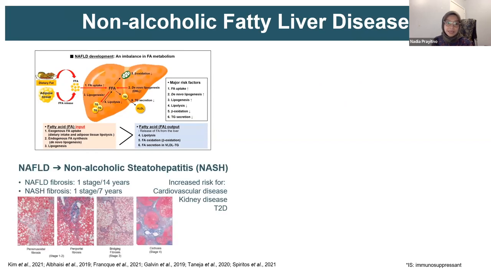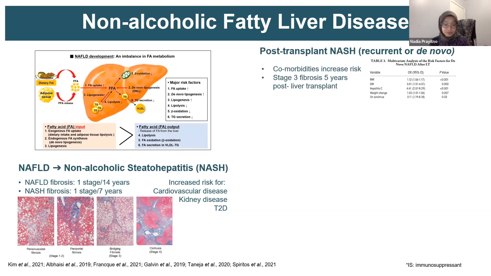So NAFLD itself can progress to NASH, which is non-alcoholic steatohepatitis, and this is the inflammatory form of the disease. Both NAFLD and NASH can present fibrosis, and they do so at different rates. NAFLD fibrosis progresses at one stage every 14 years, whereas NASH fibrosis progresses at one stage every 7 years. These are rather silent diseases, and patients who come to the clinic are usually presenting the later stages of the disease, whereby fibrosis has already progressed pretty late. And the risks for the development of NAFLD as well as NASH are many of the metabolic disorders that we know of, such as cardiovascular diseases, kidney diseases, as well as type 2 diabetes.